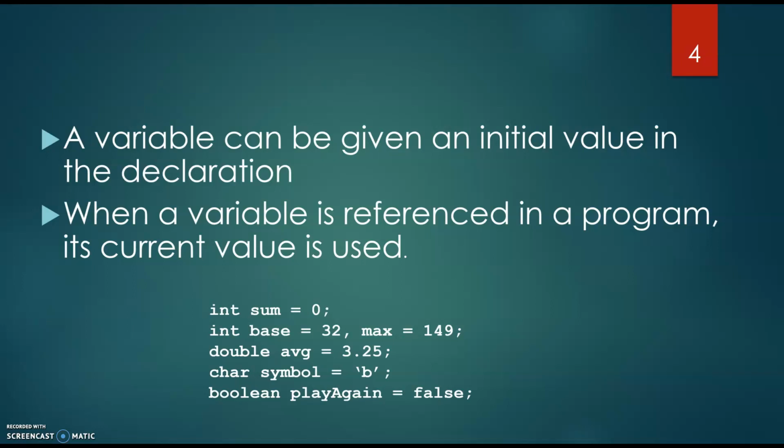In our third example, we have a double, with the assignment operator and 3.25. We've assigned the value 3.25 to average, and it is of type double. Our next example is a char variable. We've named it symbol, and we're assigning it the character B. In our last example, we've got a Boolean, play again. We've given an initial value of false.